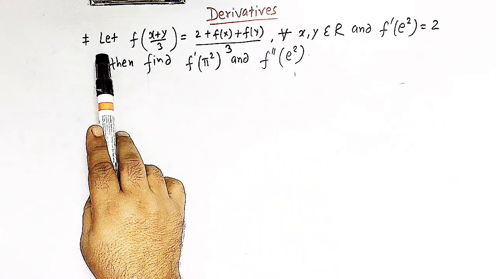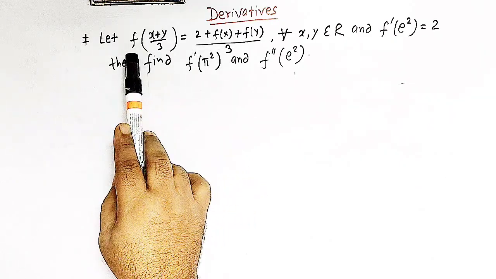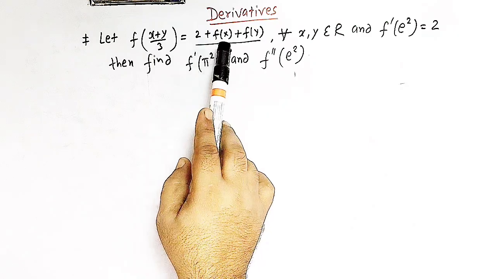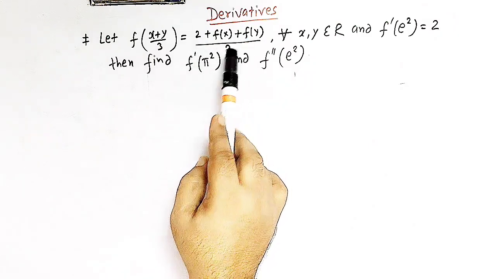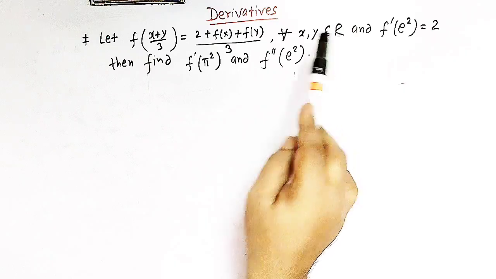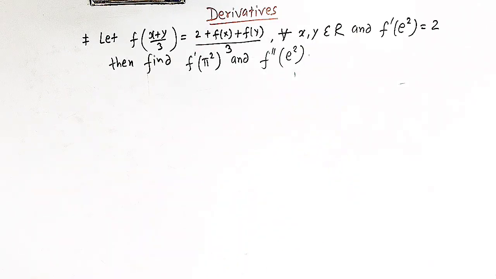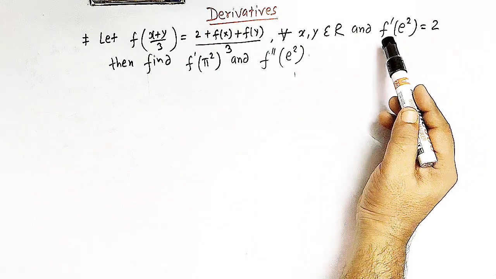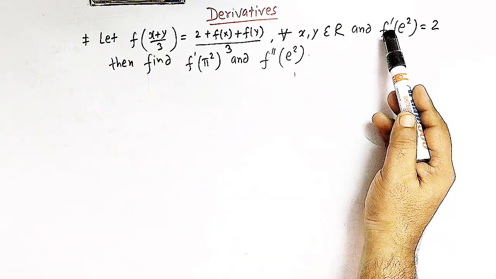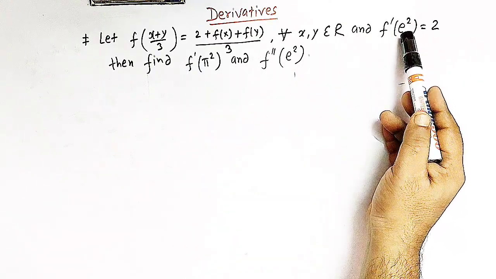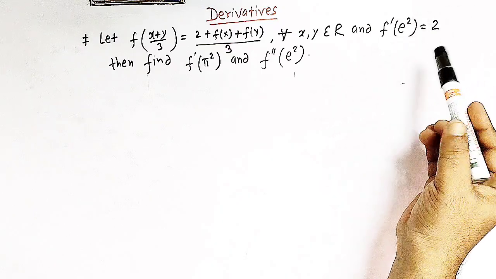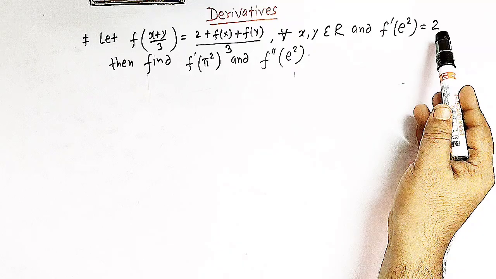So here we are given this equation, that is f of (x plus y) over 3 is equal to (2 plus f of x plus f of y) divided by 3, for all values of x and y belonging to the set of real numbers. And here we are given that the value of the derivative, f prime at e square, where e is the exponential number, f prime of e square is equal to 2.